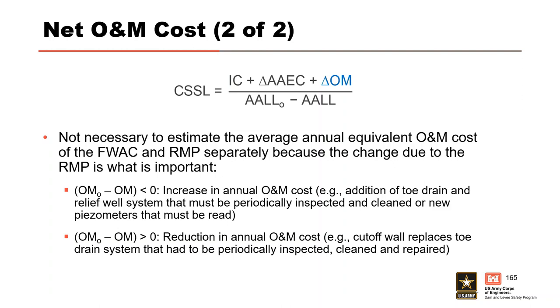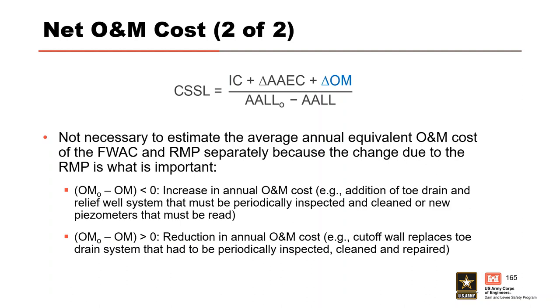When the change is less than zero, there is an increase in the annual O&M cost. This can occur, for example, when the RMP includes the addition of a toe drain and relief well system, because that system will need to be inspected and cleaned periodically. Or perhaps new piezometers were installed that need to be read.